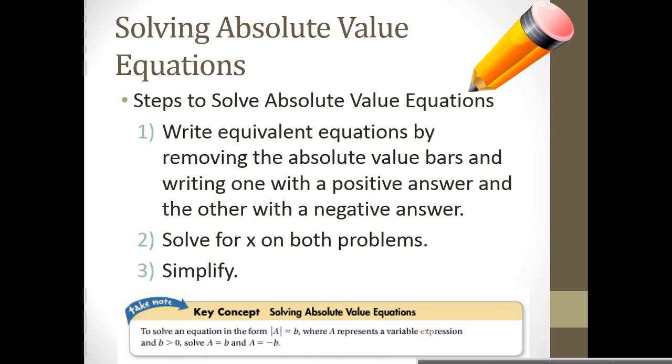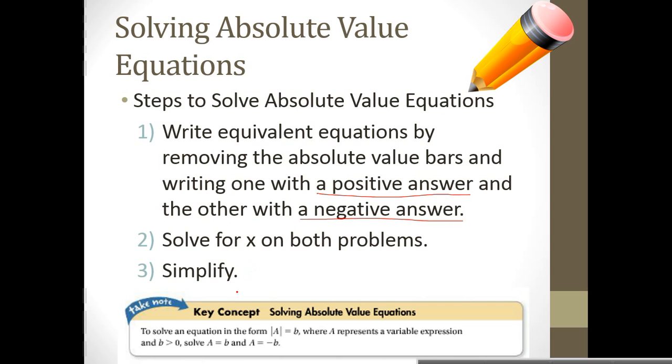So, solving absolute value equations. Here are the steps we're going to follow. We're going to write equivalent equations, so basically equations that mean the same thing, by removing the absolute value bars and writing one with a positive answer and one with a negative answer. This is the big part. Please make sure you underline these two things, positive answer and negative answer. Then we're going to solve for x in both problems and simplify.